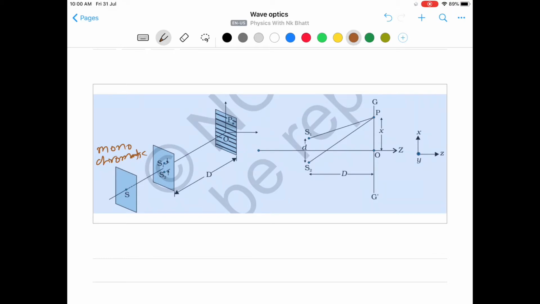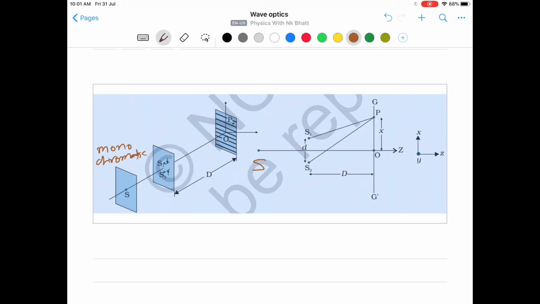So monochromatic source means the source which is providing light of a single wavelength. When this light illuminates these two slits and passes through them, we get two waves originating from S1 and S2. You can see this in the schematic diagram as well. Here we have the source S. These are two slits S1 and S2. The separation between these two slits S1 and S2 is small d, and the screen is at capital D distance from the plane of the two slits.